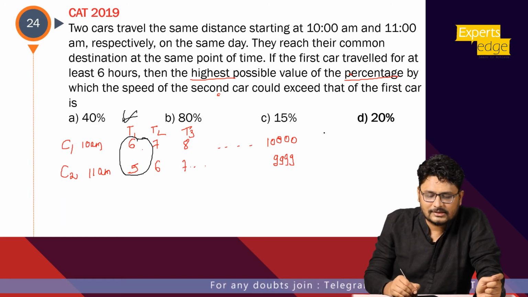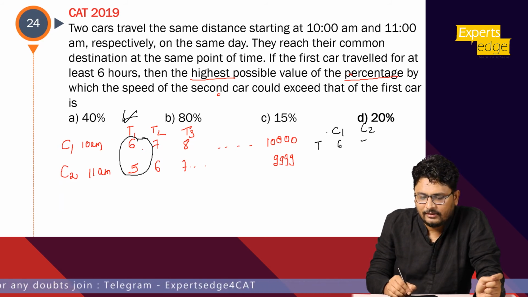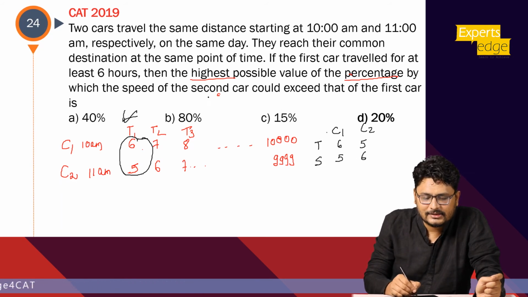So as distance is constant, let's say car 1 and car 2, what is the ratio of time? The ratio of time is 6:5. So the ratio of speed should be 5:6. Now what is he asking? Second car exceeds speed by how much? How much does the second car exceed? 5 to 6, that is exceeds by 1.